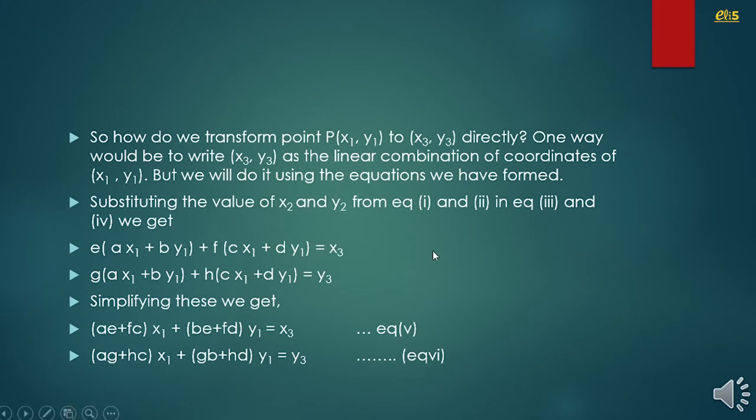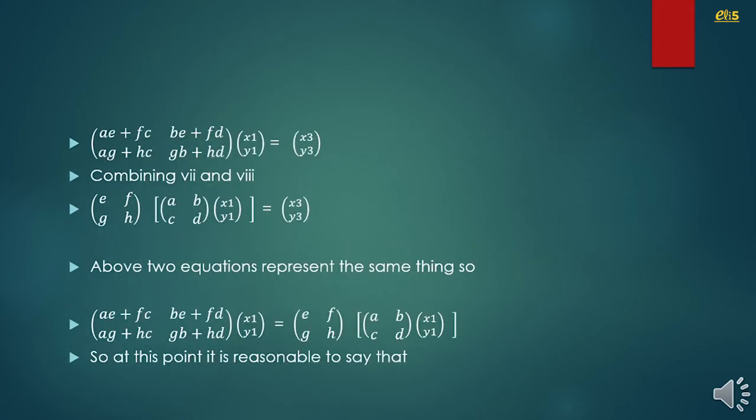Similarly, we can look at equation 5 and equation 6. So AE plus FC, BE plus FD, AG plus HC, and GB plus HD is a constant matrix which represents the coefficients of the variables. And x1, y1 is another matrix, the variable matrix, and our product is another matrix.